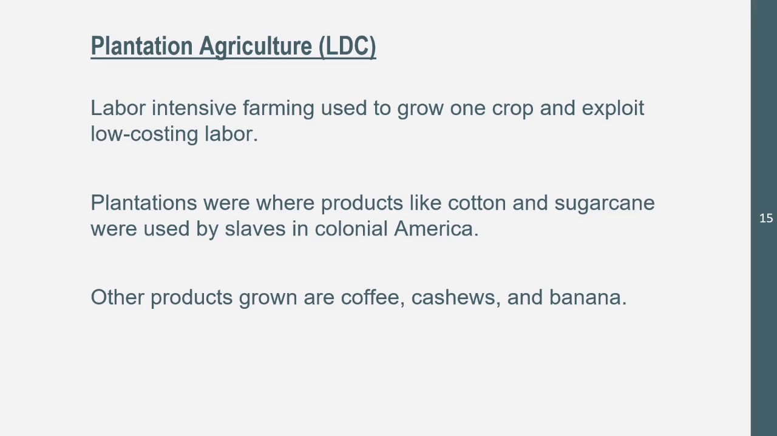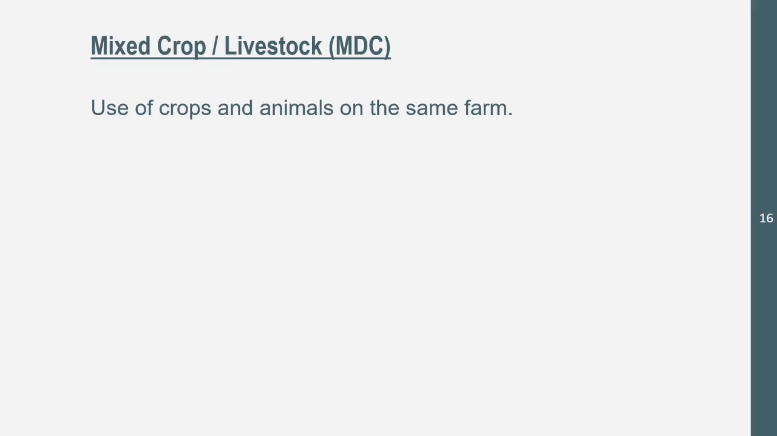But other products grown are coffee, cashews, and banana. Yes, coffee, cashews, and banana. We'll see these through plantation agriculture. I've never seen a banana plantation. I kind of want to see one now. And then we got mixed crop and livestock, which is going to be in our more developed countries more than our LDCs. And this is the use of crops and animals on the same farm. Crops can be grown by animal exploits. So maybe the animals are doing work like walking around, putting fertilizer on the ground or water.